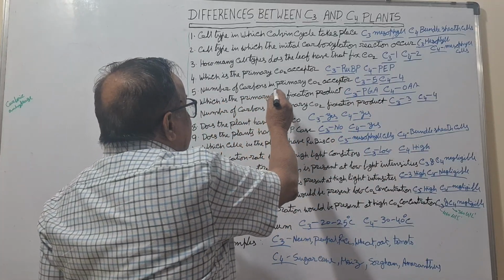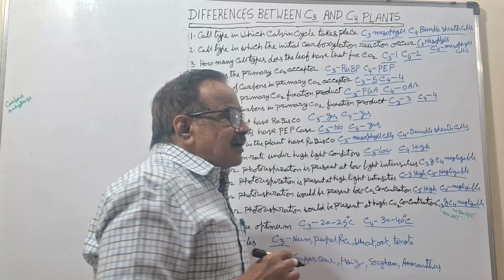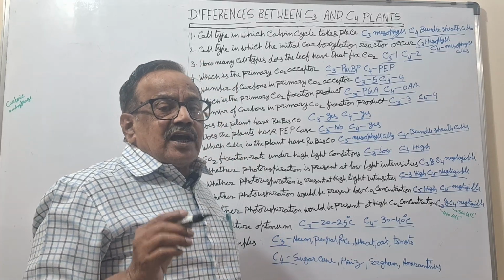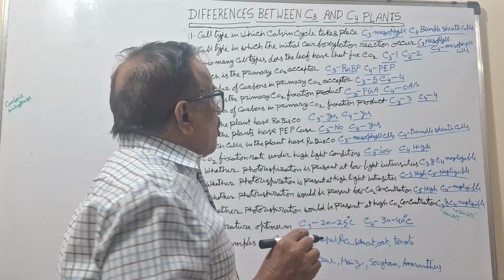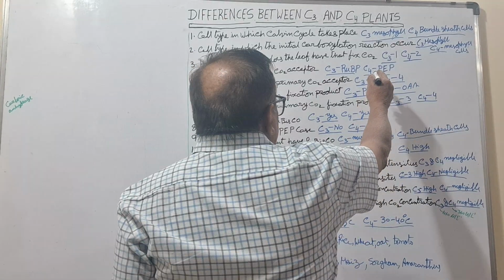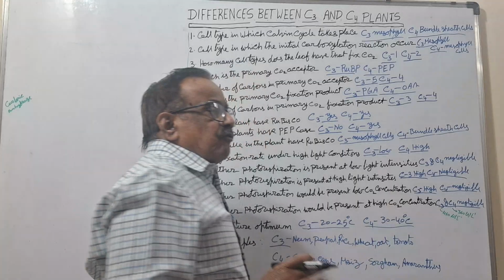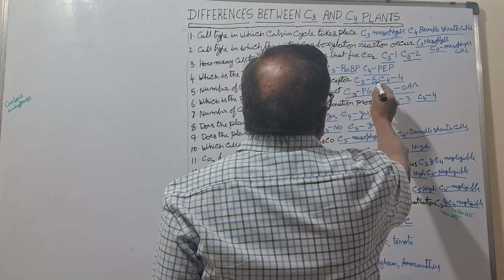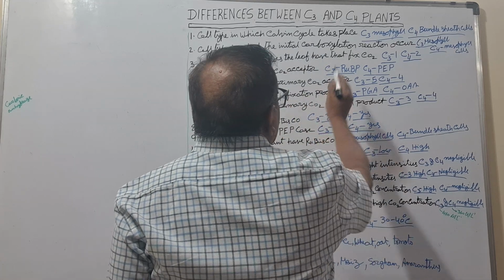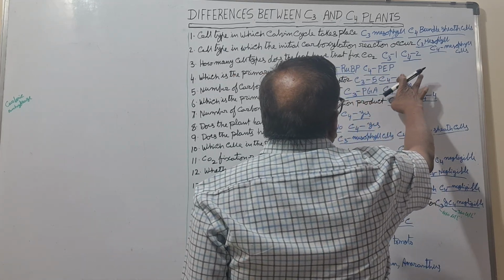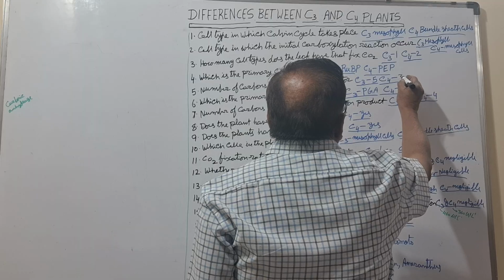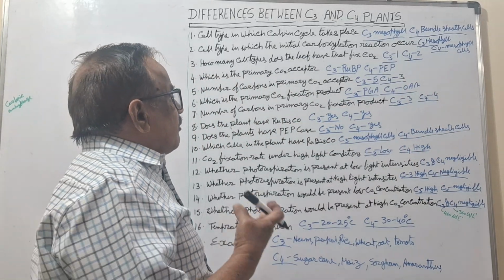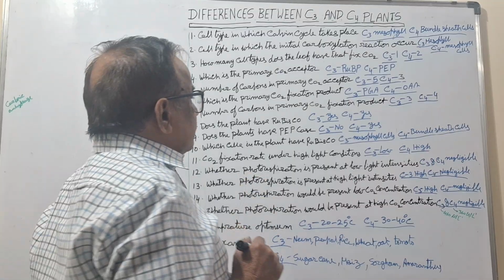Number of carbons in the primary carbon dioxide acceptor: ribulose bisphosphate is a 5 carbon compound, whereas phosphoenol pyruvate is a 3 carbon compound. This is a 5 carbon, and the first acceptor in C4 is PEP, which is a 3 carbon.